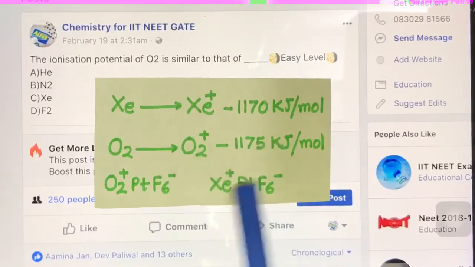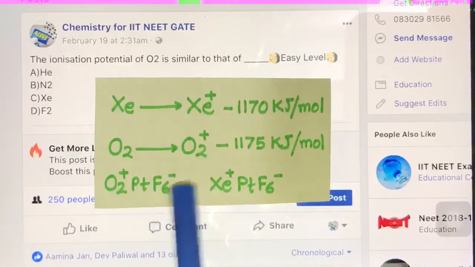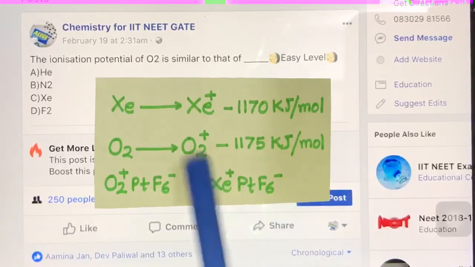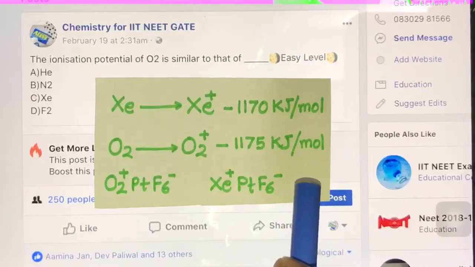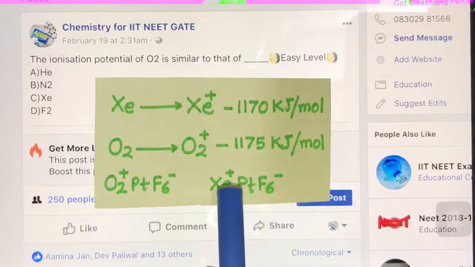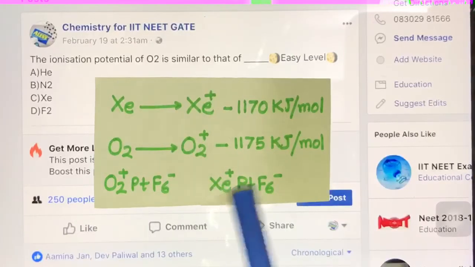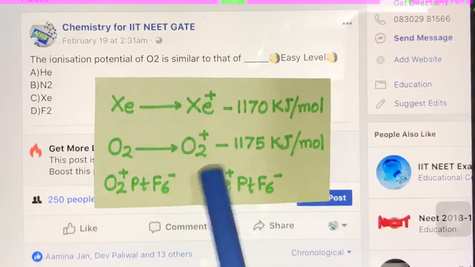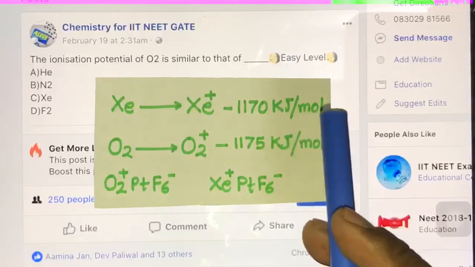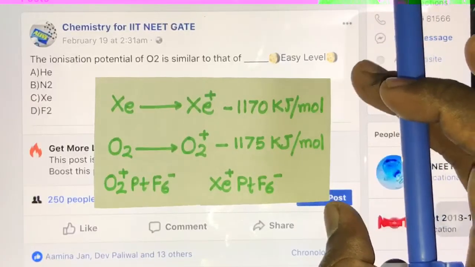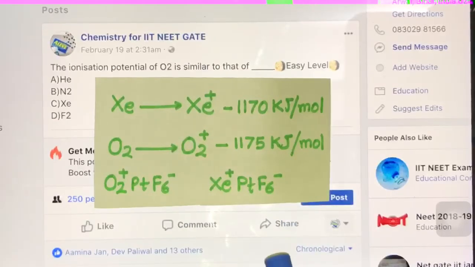So he thought that maybe this compound can be formed in that way, and he did a reaction with xenon and PtF6, and it forms Xe plus PtF6 minus, and this complex was also found. As a result of this, he discovered that both O2 as well as xenon have similar ionization potential, and hence after that the chemistry of xenon came into light by this important observation or discovery. So the ionization potential of oxygen is similar to xenon, so option C is the correct one.